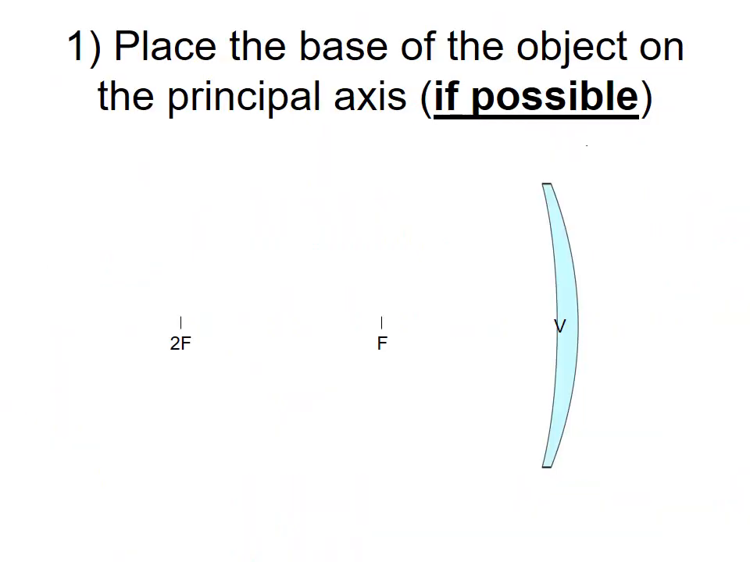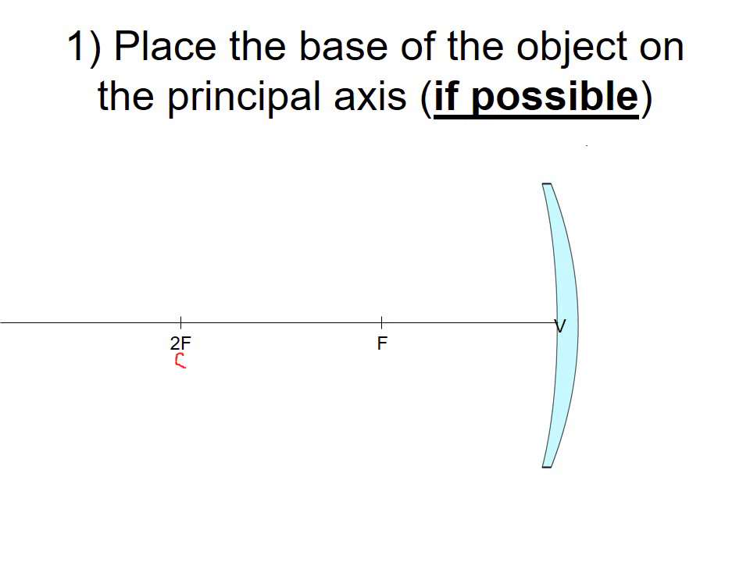So your first step is to draw the principal axis, the line that cuts the mirror exactly in half, and to also mark your points: the focal point, and then 2 times the focal point. In other words, your center of curvature as well.